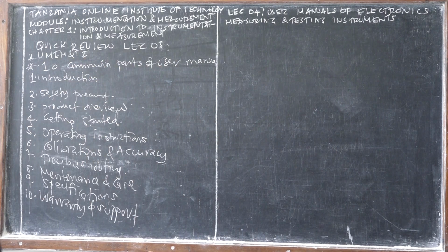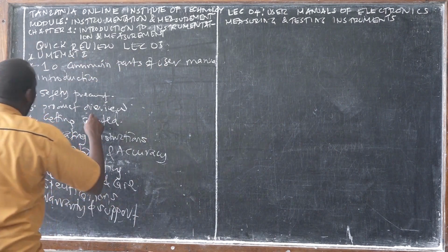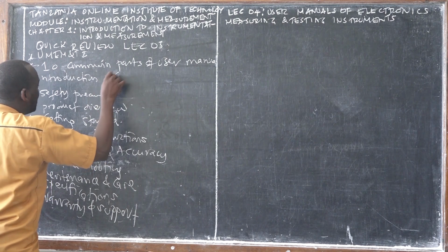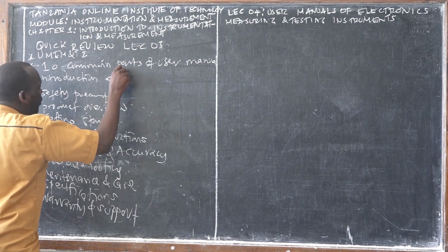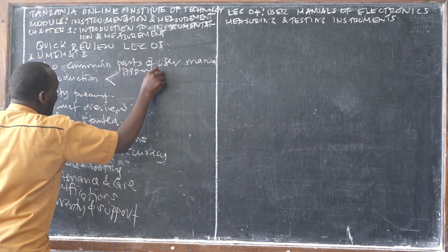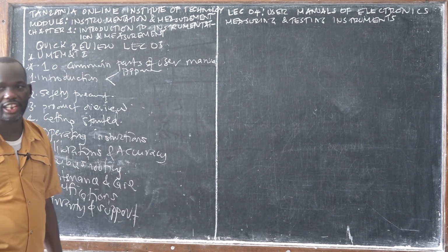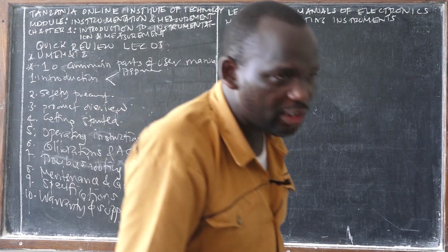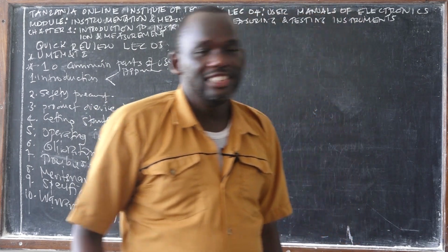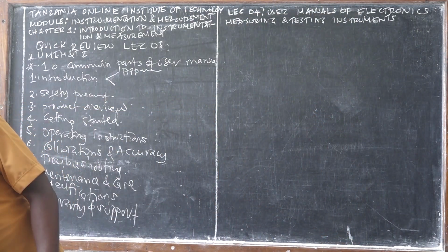So we have discussed here the introduction. How many sentences did we learn in the introduction? Two or three, just the two formats, right? The first one is actually to appreciate the client. Thank you for purchasing our digital multimeter. Thank you. Even yourself, tell your neighbor, even yourself.